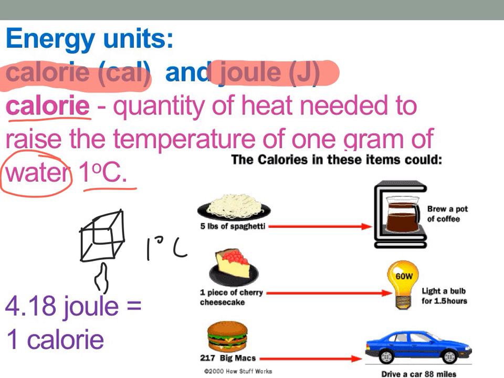Now, don't go put 217 Big Macs into your car. It doesn't work like that. But the energy equivalent is the same. There is a comparison or a conversion that you can use here, and it is 4.18 joules is 1 calorie. So if you want to convert units from calories to joules, use 4.18 as the conversion factor. With pressure, we use conversion factors like 101.3 kPa is 1 atm, which is 760 mmHg or 760 torr.